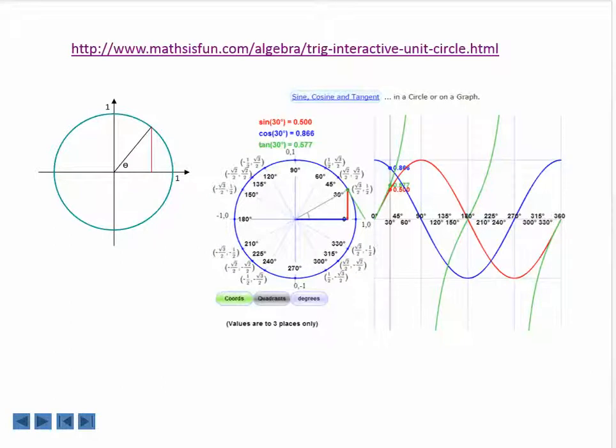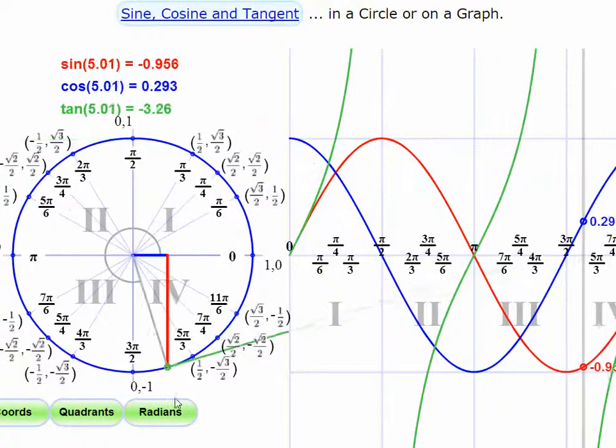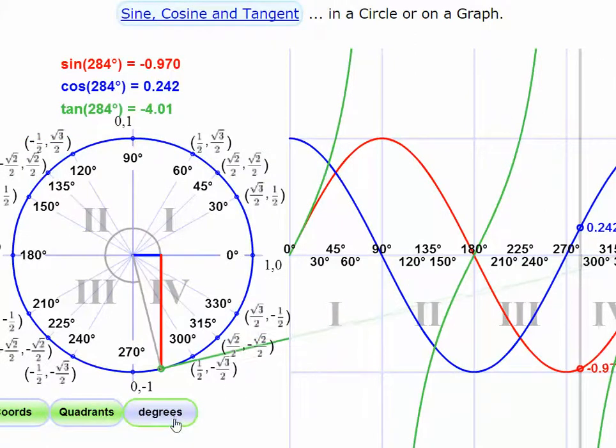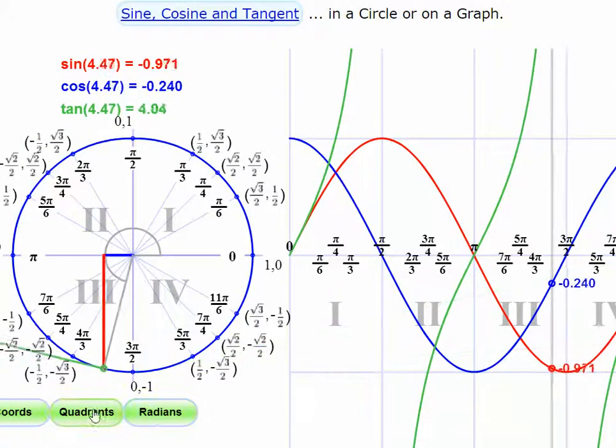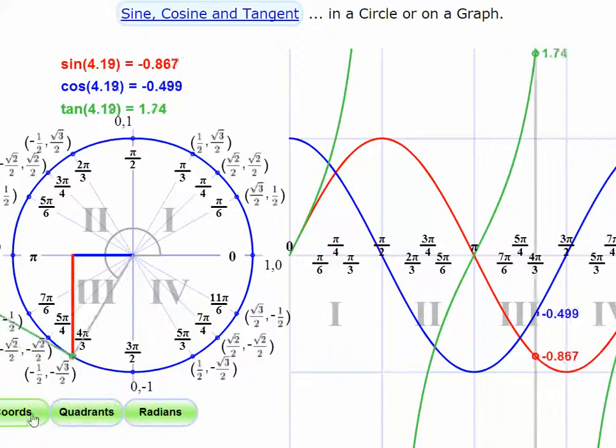At this point, if you haven't done so already, it's very worth your while having a look at the Maths Is Fun interactive unit circle. You can explore the graphs, explore what happens to the value of the cosine, the sine, and the tangent as you go around the unit circle. So as you do this, it's worthwhile using radians, quadrants labelled, and your coordinates.